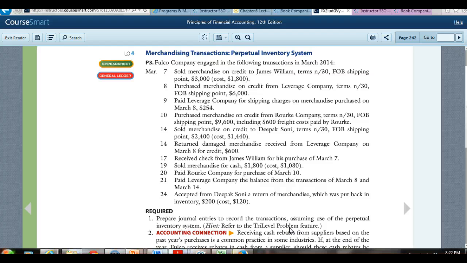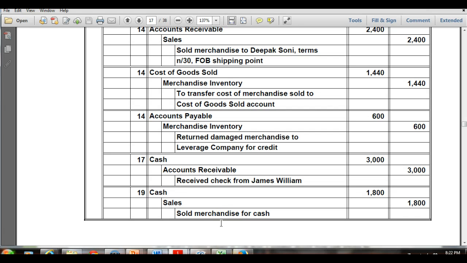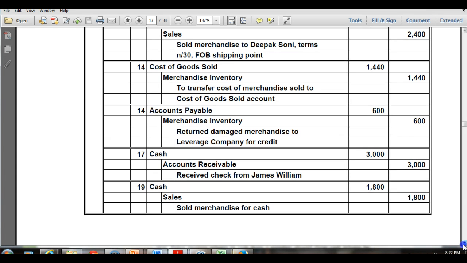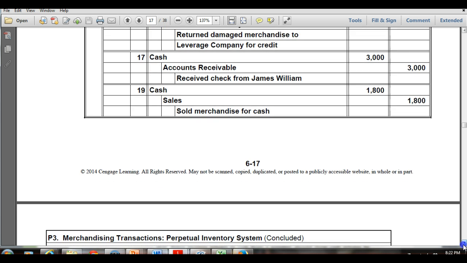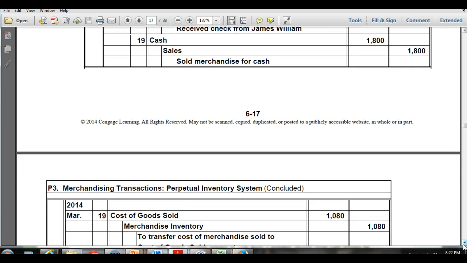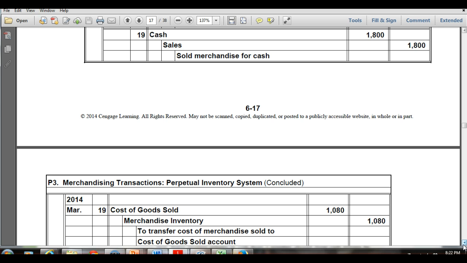Right? Totally, yes, correct. So we've got our cash of 1,800, sales of 1,800, and then the second part is cost of goods sold 1,080, a credit to merchandise inventory for 1,080. Make sense? I've got to be honest, those sentences are confusing. Yes, I agree. That's why, since I've done it before, I kind of know where the issues are on this. And I agree with you totally.